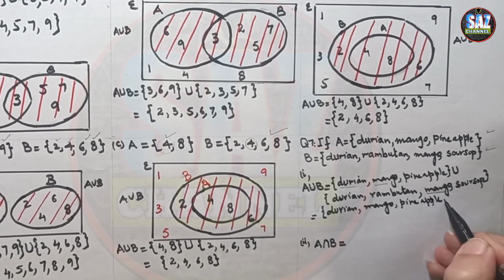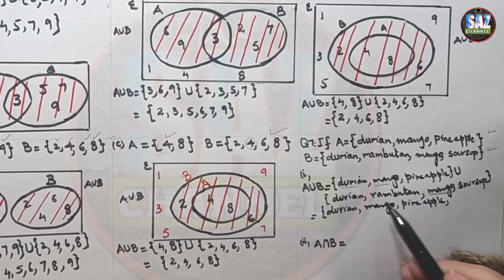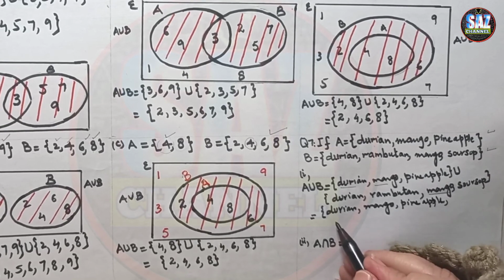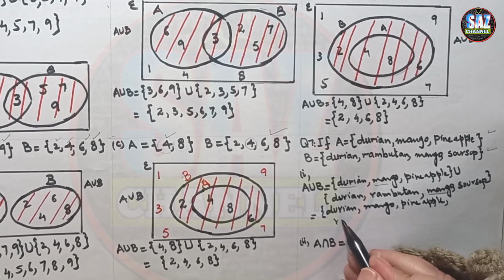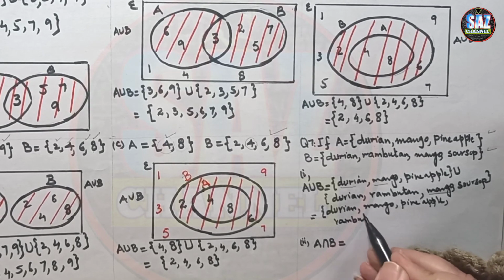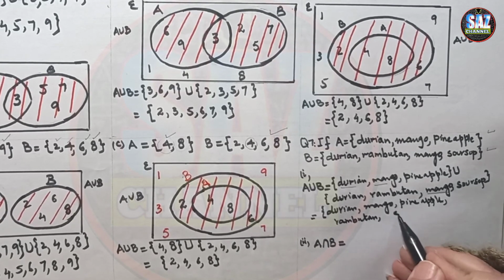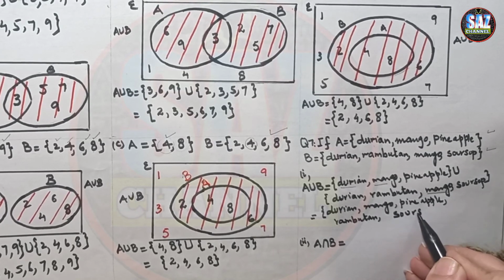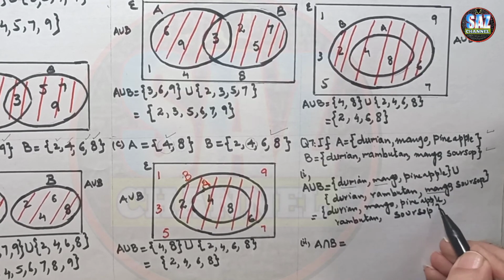and then what is left? Durian has gone, rambutan and soursop. Rambutan, I can come over here to accommodate the words. So then, and soursop. I hope you are clear about the union.